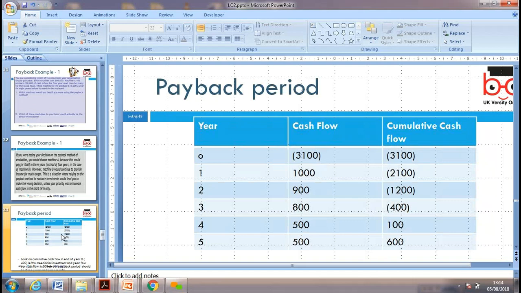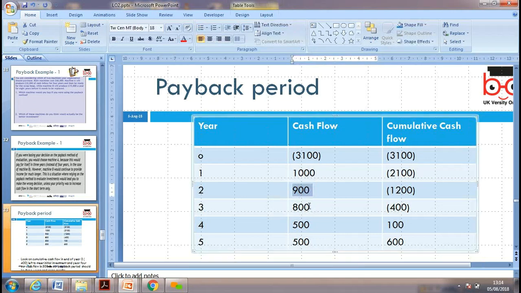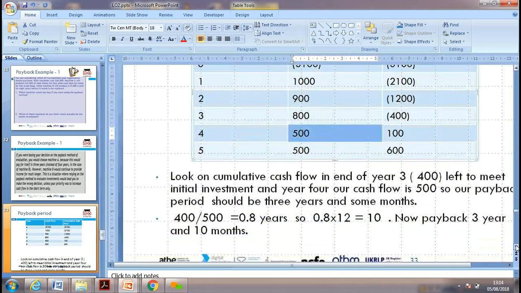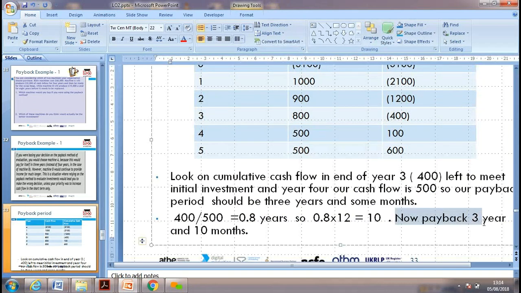When I'm investing £3,100, how long will it take to recover my £3,100? I'm getting 1,000 after 1 year, I'm getting 900 after 2 years. In the third year, only 400 is outstanding. In the fourth year, I'm getting 500. So my project will take around 3 years and 10 months to get my money back, which is £3,100 in 3 years and 10 months.